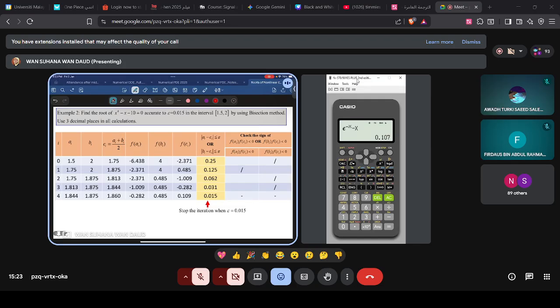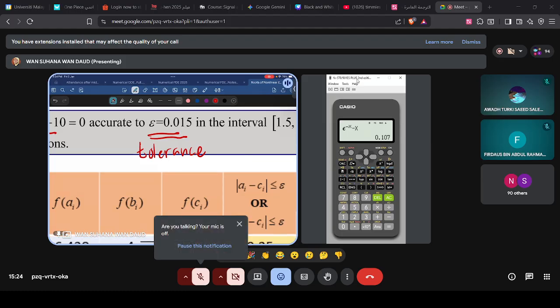I have now x to the power of 4 minus x minus 10. For this question, there is additional information given, which is the tolerance value, also called the convergence value. It's denoted as the value of epsilon. As you can see, we call this the epsilon. The term here is actually tolerance.